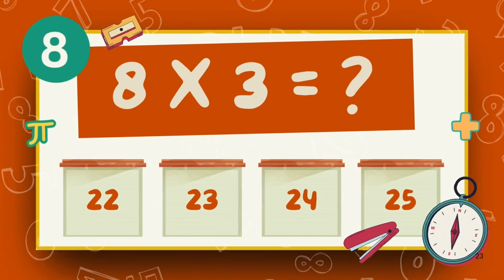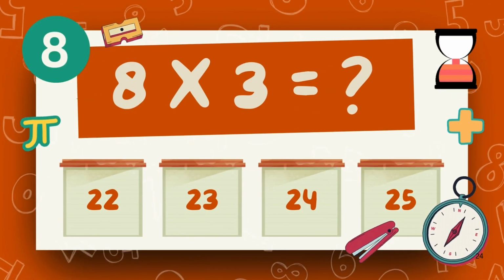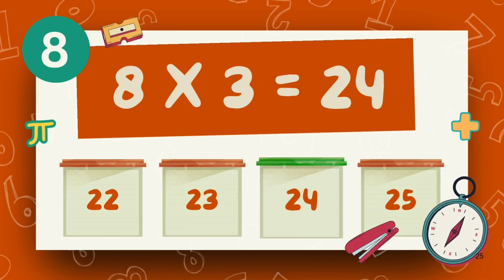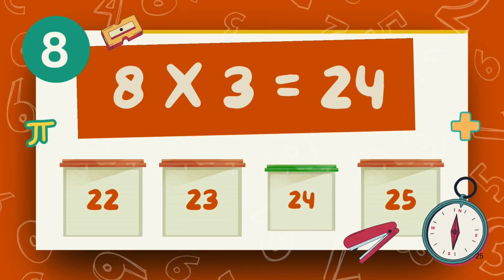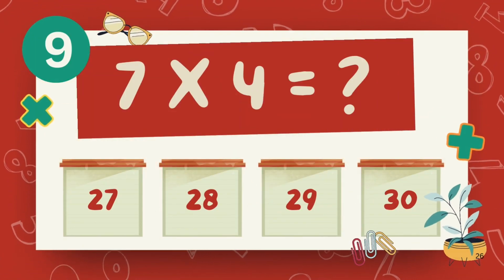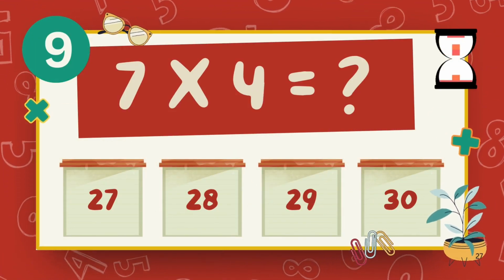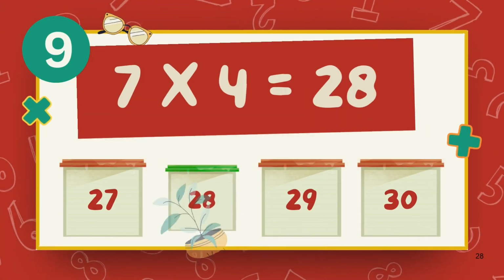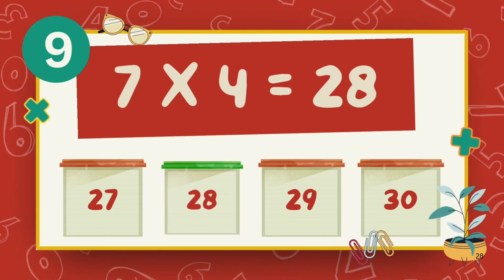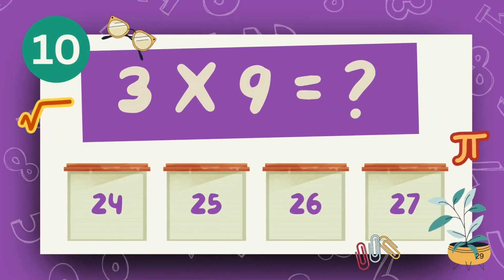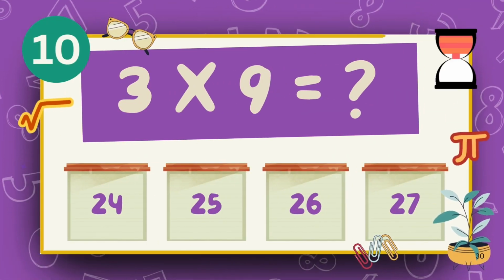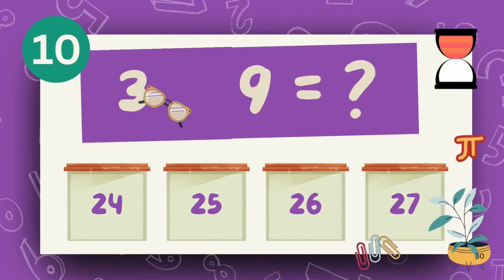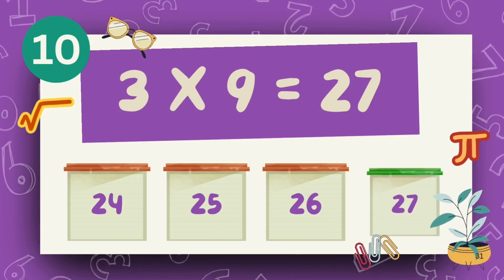What is 8 multiply 3? The answer is 24. What is 7 multiply 4? The answer is 28. What is 3 multiply 9? The answer is 27.